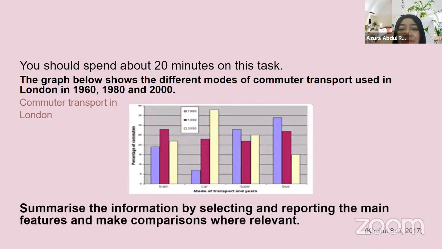Or you say there was a huge increase in commuters using car as the mode of transportation. In 1960, it was slightly above 5%, but in the year 2000, the number rose dramatically to almost 40%, isn't it? Right? Okay, so that is the first description. Now, a second must be given. What other aspects of this graph are outstanding to you?